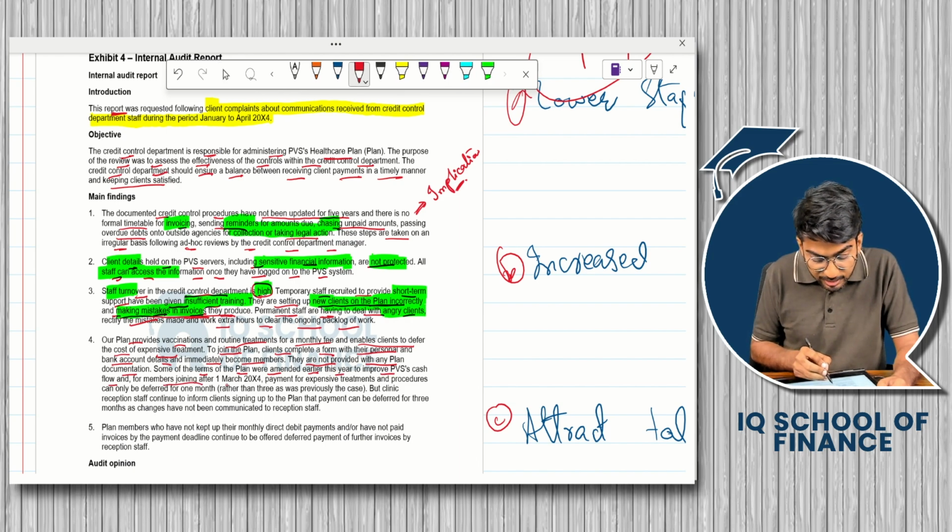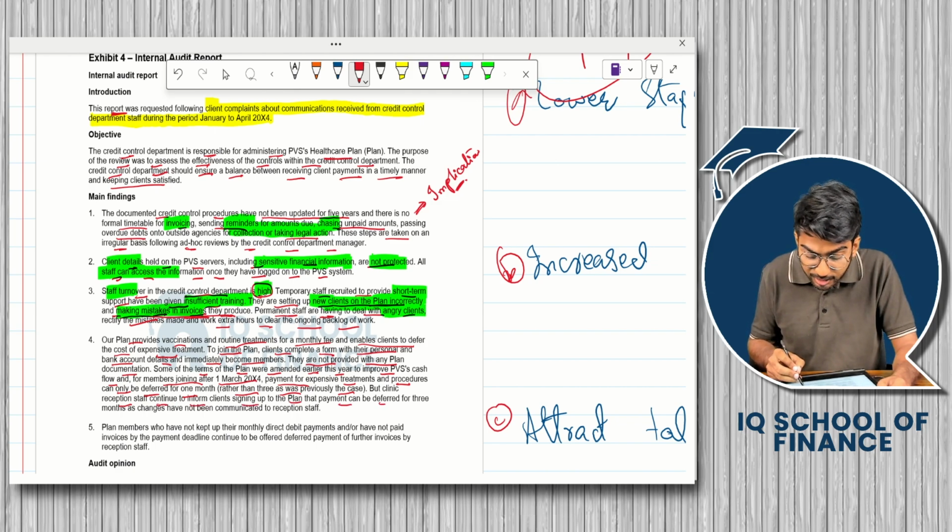For members joining after 1st March 2004, payment for expensive treatment and procedures can only be deferred for 1 month rather than 3 as was previously the case. But the clinic reception staff could continue to inform clients signing up to the plan that payment can be deferred for 3 months, as the changes have not been communicated to the reception staff.